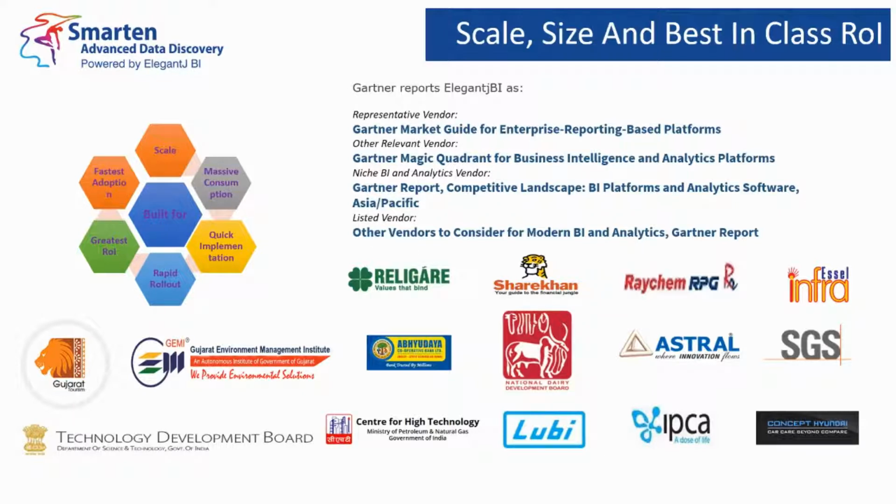Smarten, which is powered by Elegant JBI, one of the oldest business intelligence platforms built in India, has been used by customers across the country, with companies like Sharekhan, Religare, RPG, NTDB. It's listed in multiple Gartner reports, and this presentation is going to take you through a small journey, introducing you to assisted predictive modeling, which is a part of the augmented analytics suite that we are offering to the users.